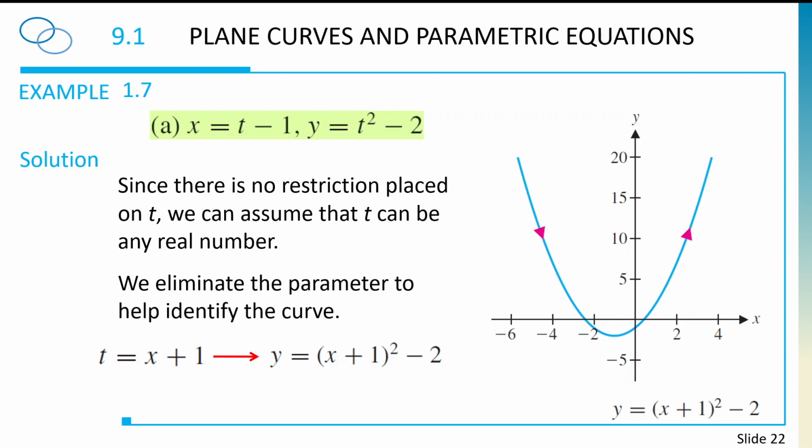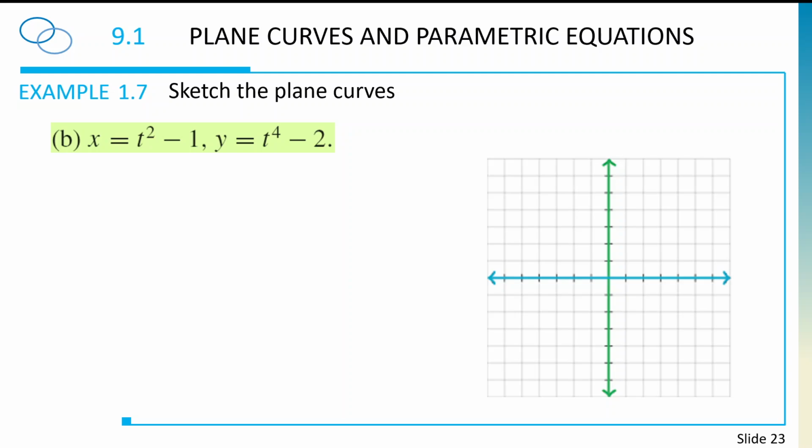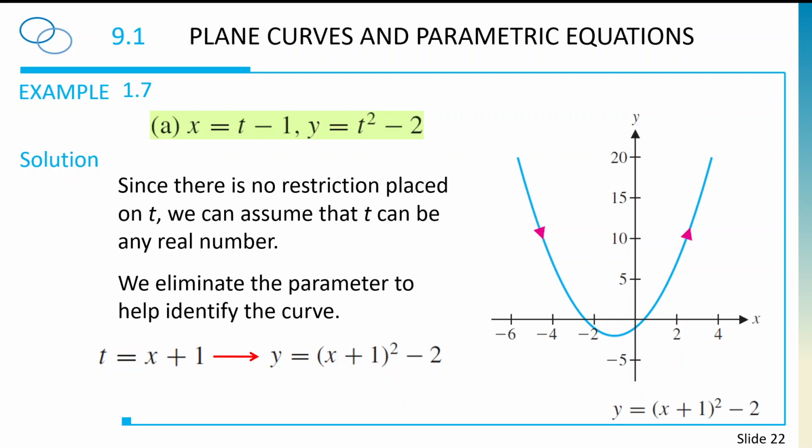Now, there's no restriction, as we said. The domain is the set of all real numbers, so there's no issues for t. We're going to use all t's. Now, the second part, part B, which is our last part here, you compare it with the previous one. Notice this is t to the power 4. The previous one was t squared.